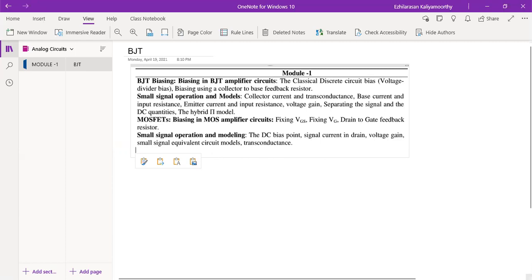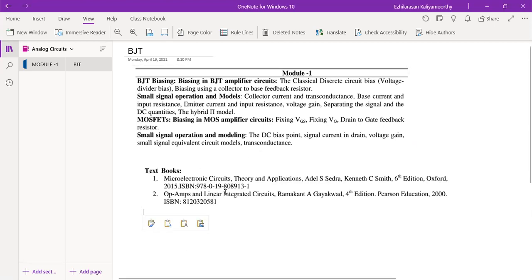For this course, I'll suggest the books which are given to you. Actually 2 books are given. The first book is Microelectronic Circuits: Theory and Applications by Adel Sedra and Kenneth C. Smith. Sometimes they call it Sedra Smith. It's the 6th edition. The second is Op-Amps and Linear Integrated Circuits by Ramakant A. Gayakwad.